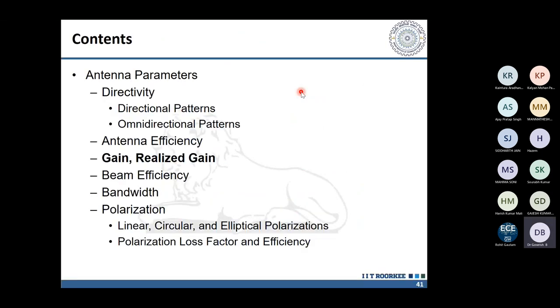Okay, next we go to another important parameter, gain and realized gain. They both are slightly different from each other. Probably a long time back, people used only realized gain. Now IEEE has made it a convention to use gain separately from realized gain. We will see both of them, and it becomes very clear to you once you know antenna efficiency and directivity.